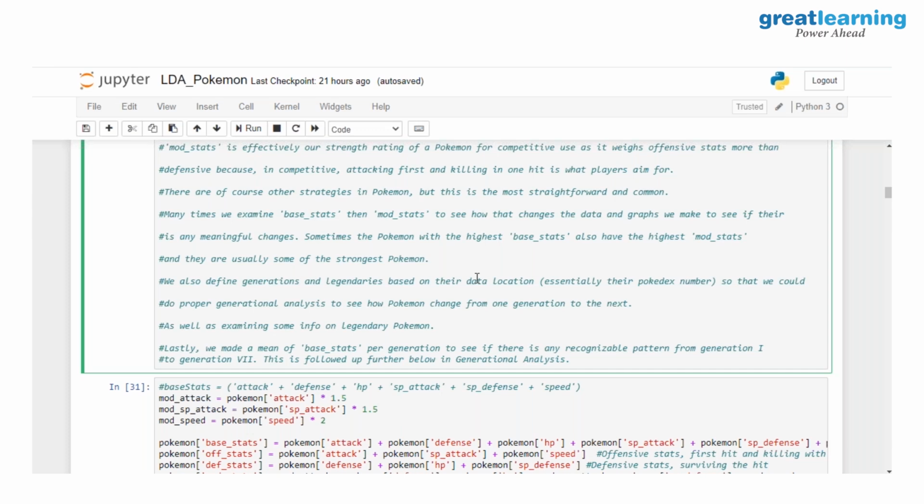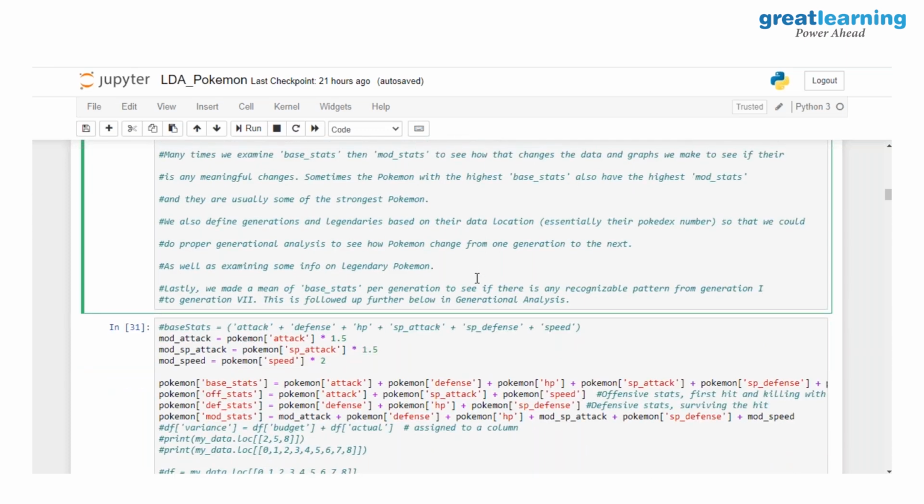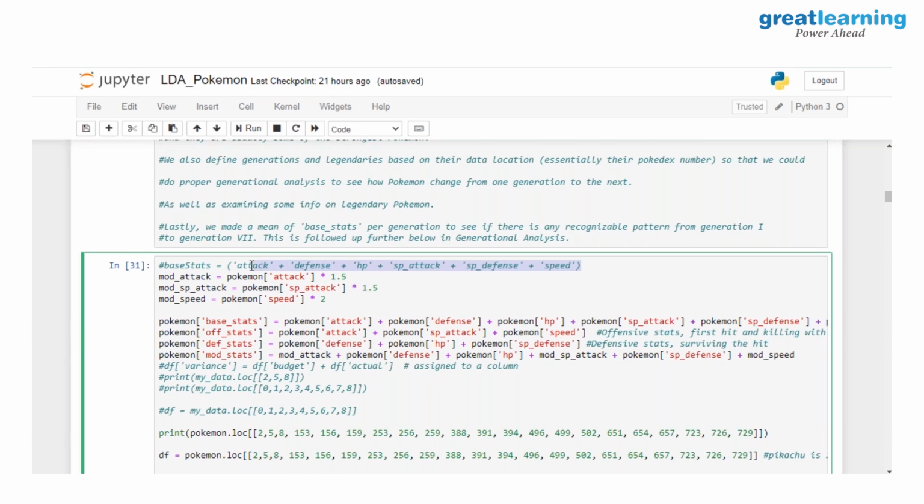So the idea is moving from one generation to the seventh generation, how these base stats started to differ. And when we say base stats, you can see these are our base stats. So we picked up attack, defense, the HP, the special attack or the specific strategy for the attack and defense, and the speed. We considered that as our base statistics, because these are characteristics of the Pokemon which describe their basic strength. Let's put it this way.